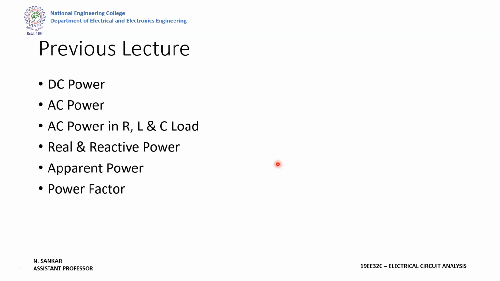In our previous lecture we covered topics like what is DC power and what is AC power, then AC power in R load, L load, and C load, that is capacitive load, and what is real power, what is reactive power, and then the impedance triangle and the power triangle. From there we derived what is apparent power, and finally we saw the power factor. These are the topics we already covered, and today we're going to see some example problems on these topics.